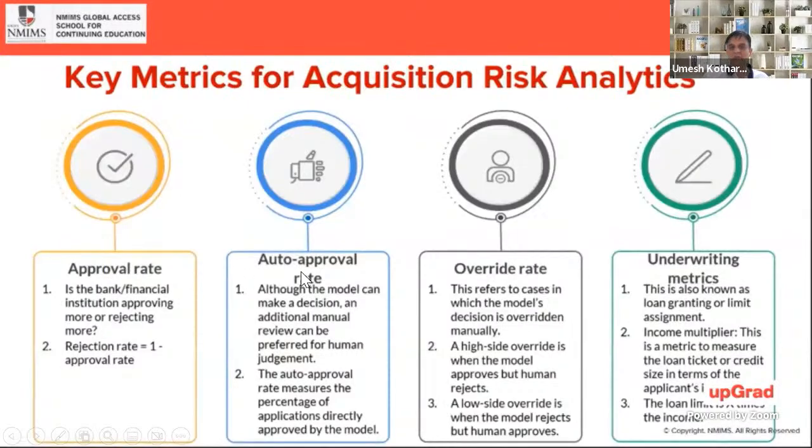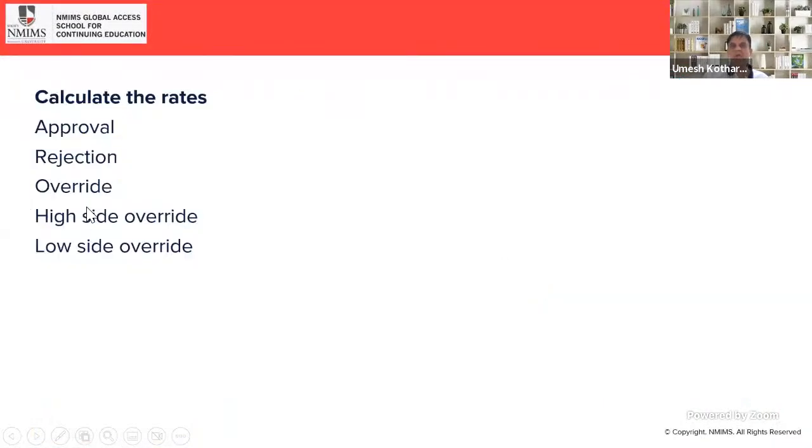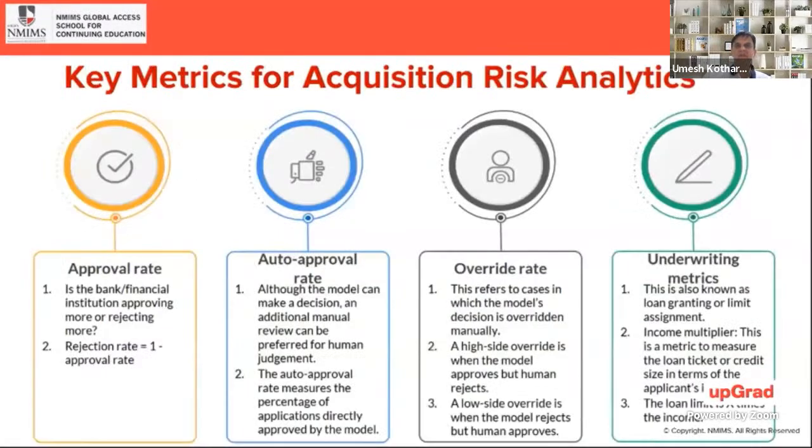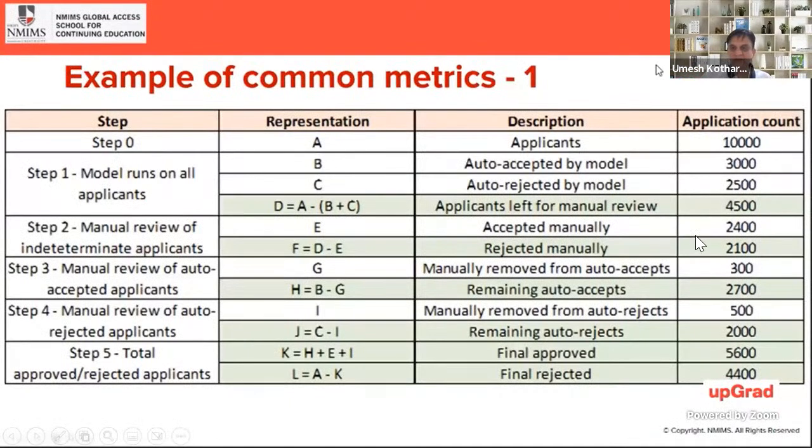What is approval rate? What is auto approval rate? What is overriding rates? And what is underwriting matrix? We're taking 5 of these, and these are the most common metrics that are used to calculate and to determine the effectiveness of your risk analytics model. Okay. Clear about this, guys? You've taken a screenshot of this.